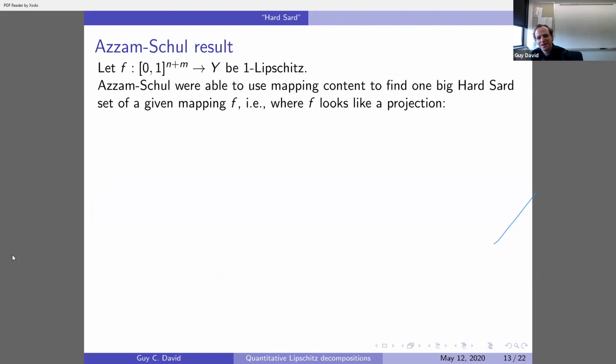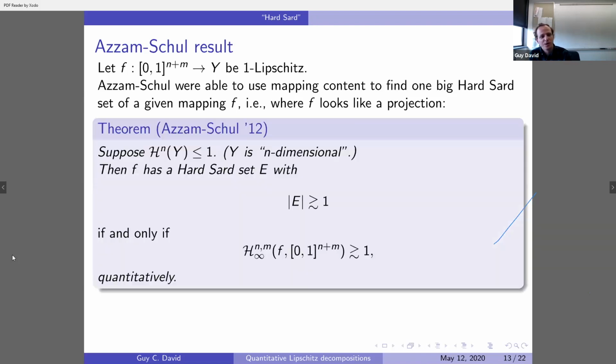Okay, I should explain what Azam and Schul used this result for. Azam and Schul used this to prove a theorem. So they showed that this mapping content is exactly the right quantity to look at if you're looking to find one Hard-Sard set for your mapping. So one piece on which your mapping looks like a projection. Okay. So they proved the following result.